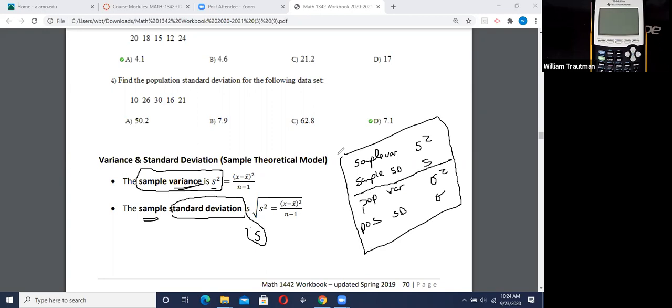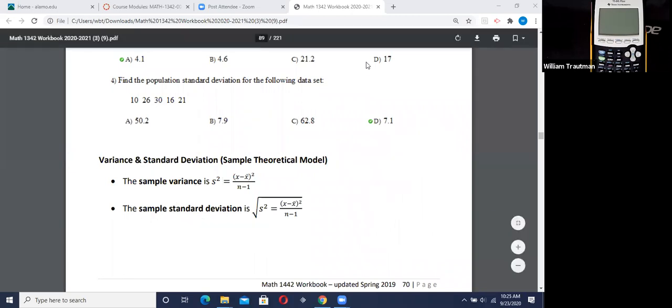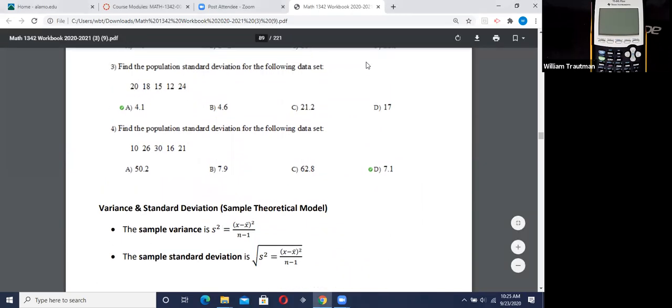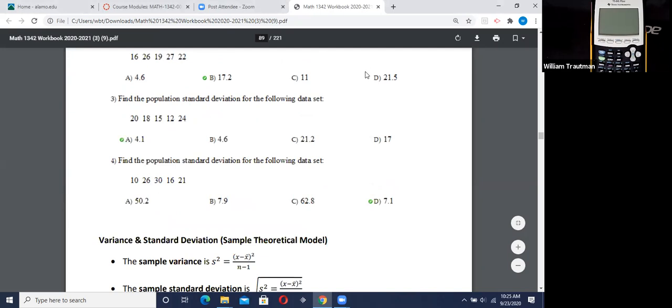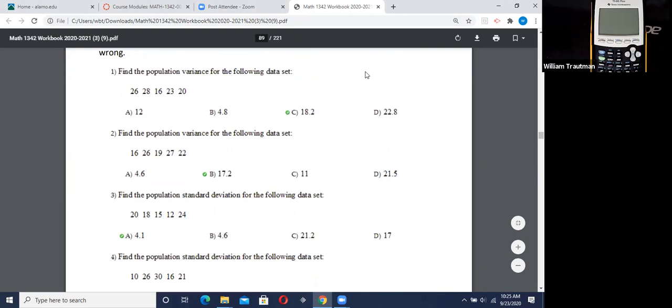I just wanted to make sure we have that. So standard deviation is without the square in it, and that's the one that you see on your calculator. The variance isn't on the calculator. All right, so let's go up here. And we're going to do number 3 and 4 before we do number 1 and 2. I'll show you why here in a second.